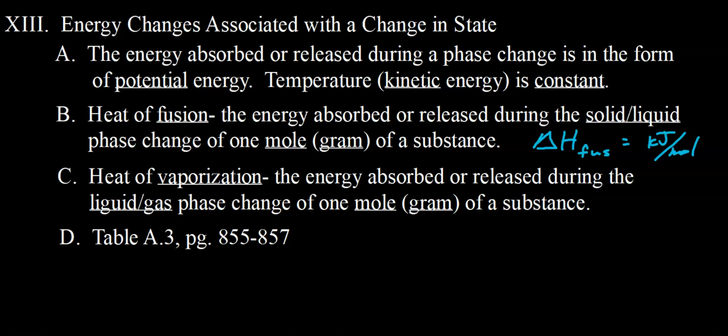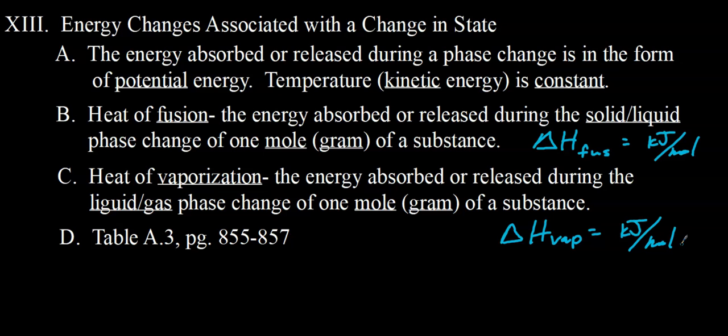How about gas to liquid? What is that called? That is known as condensation. So if we wanted to calculate the amount of energy released when a gas condenses, we can use the heat of vaporization. So the symbol we use for heat of vaporization is delta H VAP. And again, that's usually in kilojoules per mole. Could be in joules per gram.